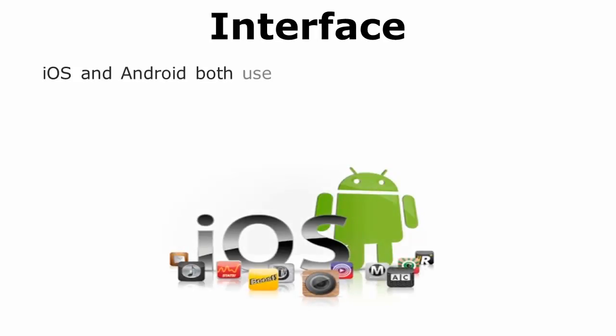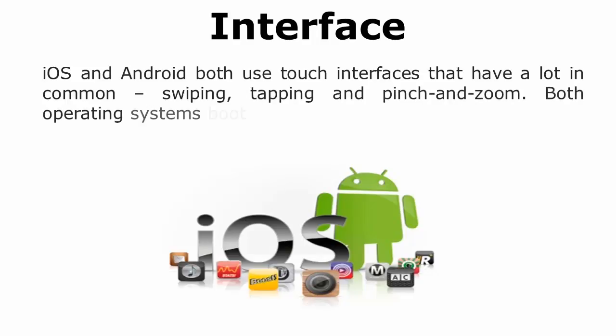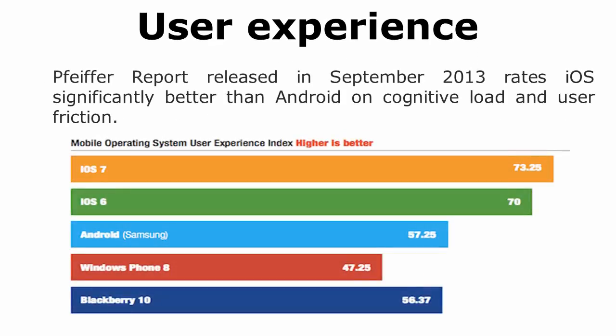iOS and Android both use touch interfaces that have a lot in common: swiping, tapping, and pinch and zoom. Both operating systems boot to a home screen, which is similar to a computer desktop. A Pfeiffer report released in September 2013 rates iOS significantly better than Android and other operating systems on cognitive load and user friction, as we can see here.